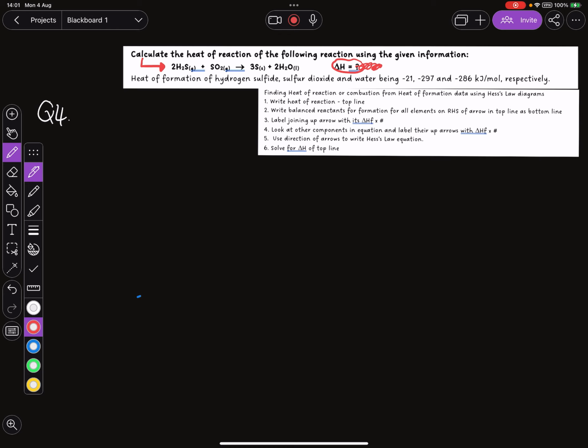So again, the word respectively here for our heats of formation of hydrogen sulfide, sulfur dioxide and water, they are telling you what goes with what. So this is the SO2 and this is the H2O. So we follow our instructions. We write out our top line. So 2H2S plus SO2 goes to 3S plus 2H2O.